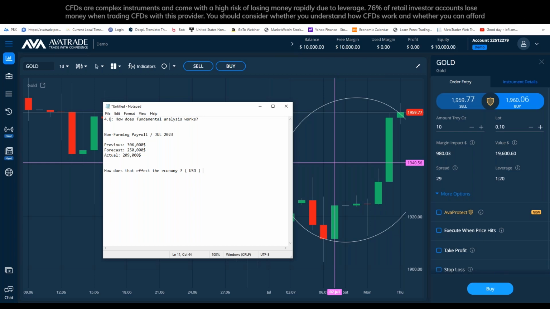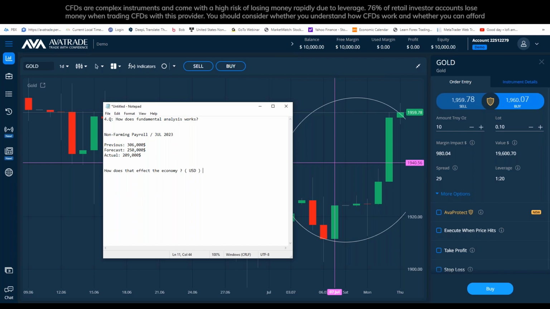Negative impact. Okay, negative impact. I understand. But how does that affect the dollar? And furthermore, why are we looking at gold? Who can explain that to me? Okay. There are lots of answers.